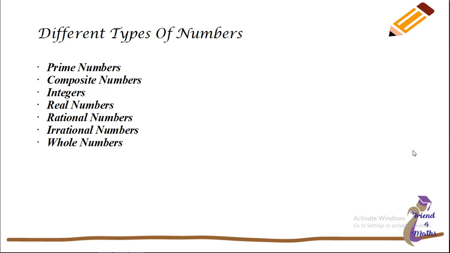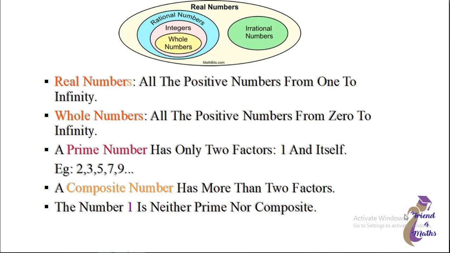Next, the different types of numbers. There are prime numbers, composite numbers, integers, real numbers, rational numbers, irrational numbers and whole numbers. First, just imagine a number line with 0 at the center, infinite positive numbers on the right side and infinite negative numbers on the left side. We can take the positive infinite position as infinity and the negative infinite position as negative infinity. Here, the real numbers are all the positive numbers from 1 to infinity. All the positive numbers, okay, from 1 to infinity. And whole numbers are all the positive numbers from 0 to infinity. Okay.